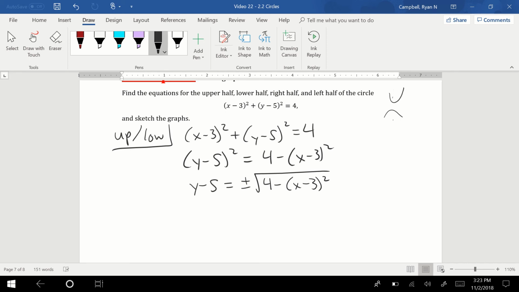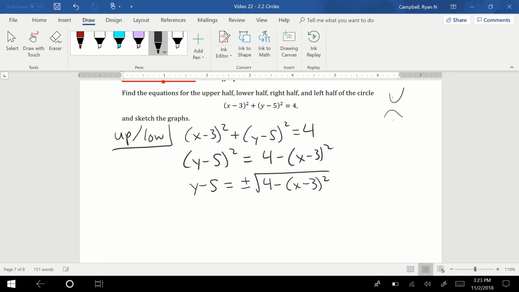Now remember, some of y'all might want to simplify this, right? Oh, well, the square root of 4 is 2. The square root of x minus 3 squared is just x minus 3. But because we have that minus sign, it makes it one term, and so that's as simplified as it goes.